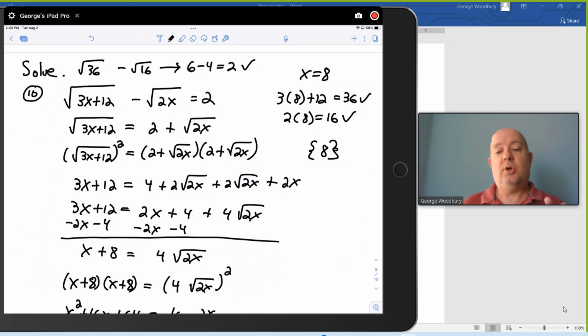When you have two square roots and another term or more, isolate one radical, square both sides. Isolate the other radical, square both sides. Solve what you have left, and then check. All right, in the next video, we'll move on to a different type of problem.